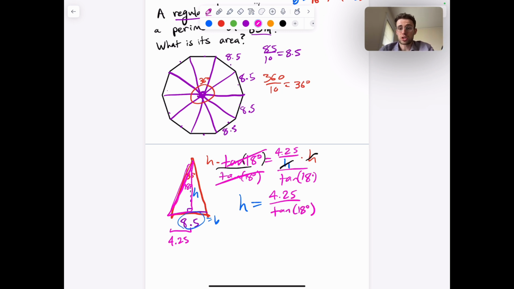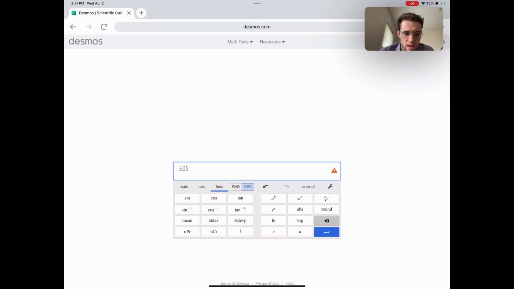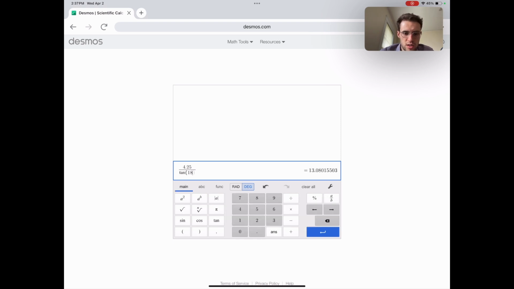Now I usually, again, will either store this value in my calculator or keep it in this form until the end. But for people who like to use the calculator first, you could go 4.25 divided by the tangent of 18 degrees. We're in degree mode. So it gave me 13.0801550003. For this problem, they might have asked you to round your answer to the nearest hundredth or tenth.